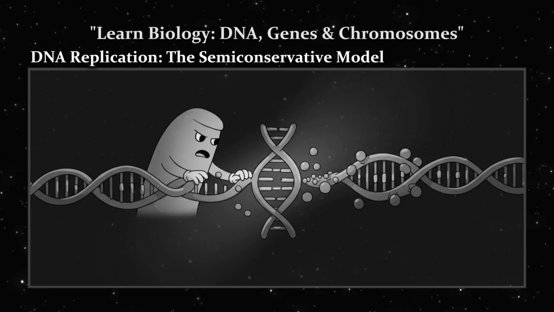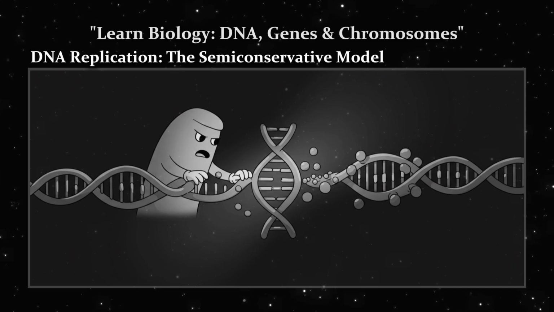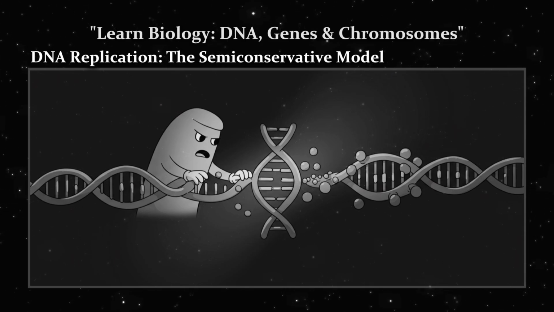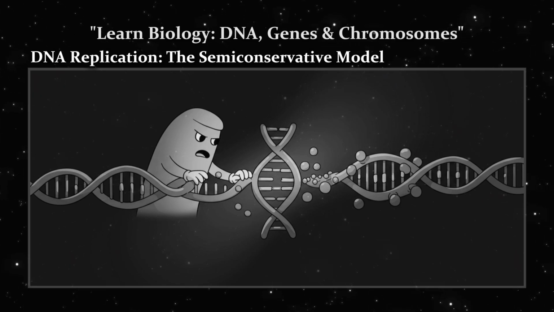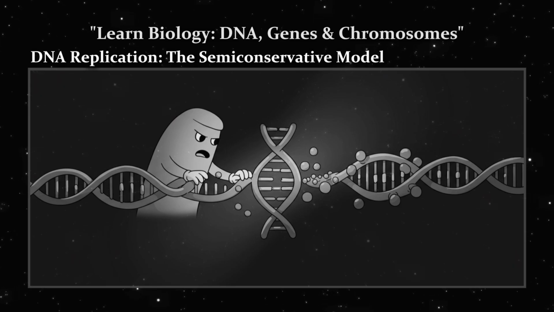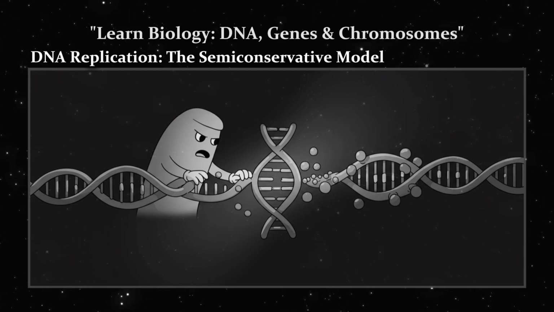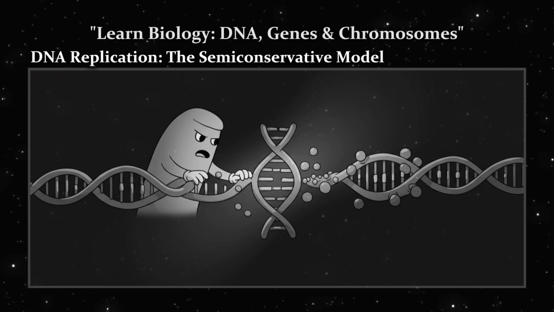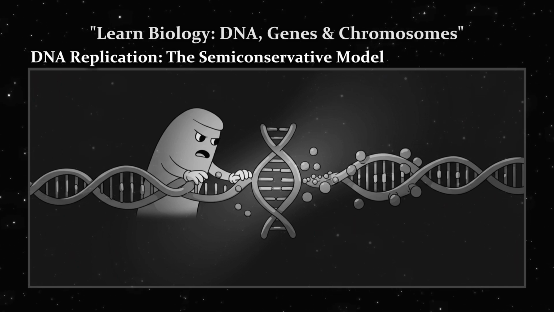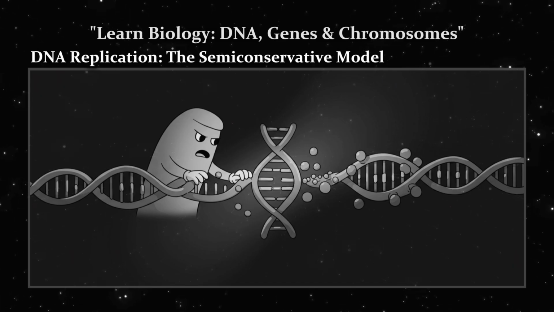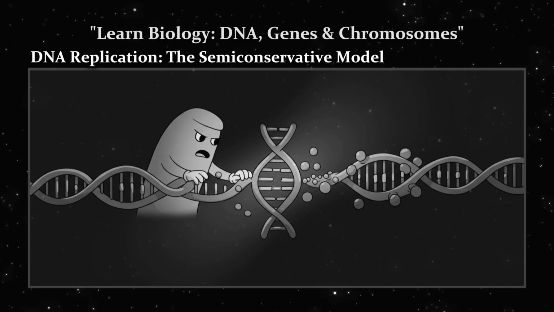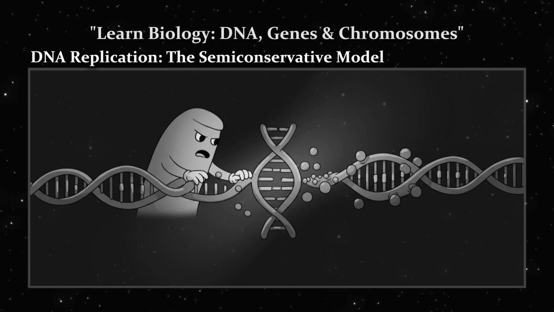The name itself is descriptive. Semi means half, and conservative means saved. In this model, each of the 2 strands in the original double helix serves as a template, or a guide, for building a new, complementary strand. Let this process unfold in your mind. It is a sequence of mechanical steps, a beautiful molecular dance choreographed by specialized proteins called enzymes. It begins at specific locations on the DNA, known as origins of replication.